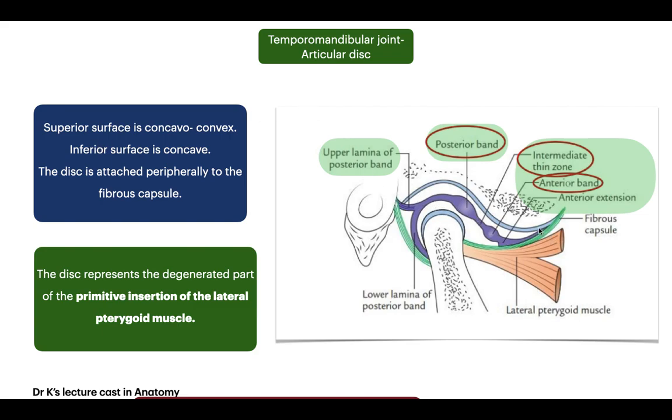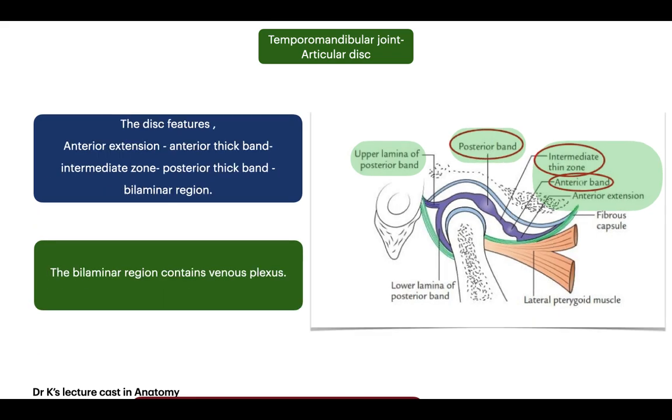Superior surface is concavo-convex and inferior surface is concave. So this disc is attached peripherally. At its borders, this blends with the fibrous capsule of the TMJ. Embryologically, this point is important when you're preparing for post-graduation or NEET exams. It is the primitive insertion of the lateral pterygoid muscle. So this disc represents the degenerated part of the primitive insertion of the lateral pterygoid muscle.